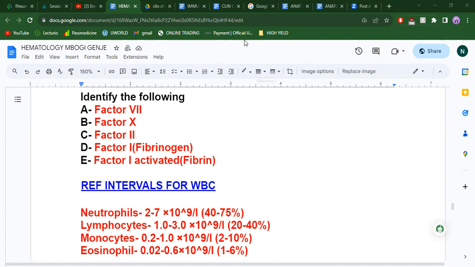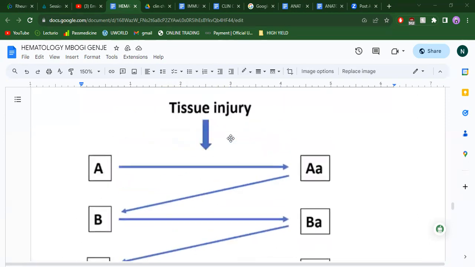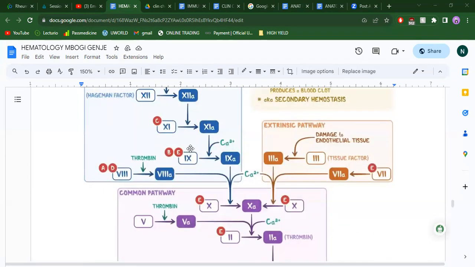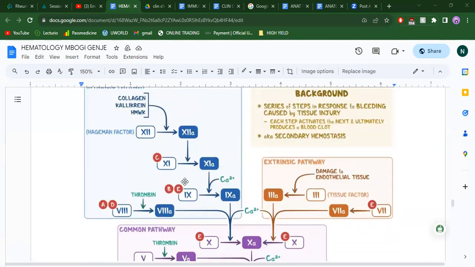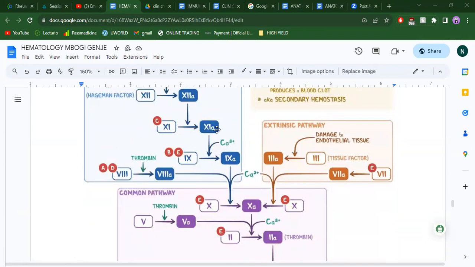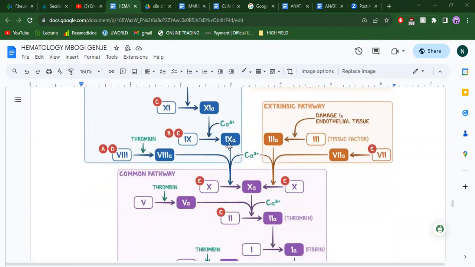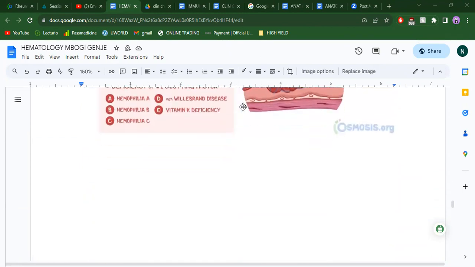Do VWD and classic hemophilia present similarly? For VWD, as I said in the previous discussion, VWD is a platelet disorder, and it also affects the intrinsic pathway, isn't it? Petechiae and purpura only affect VWD, the platelet disorders. The rest, epistaxis, bleeding gums after a minor procedure, bleeding from mucosal surfaces, for example heavy menses, will present in both VWD and hemophilia. But remember, hemophilia does not present with petechiae.